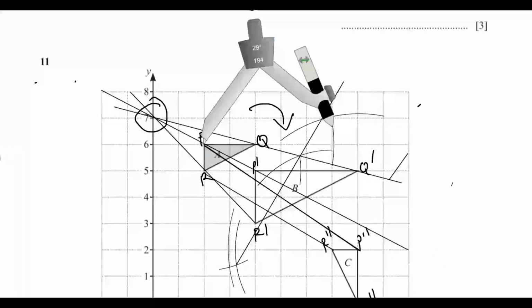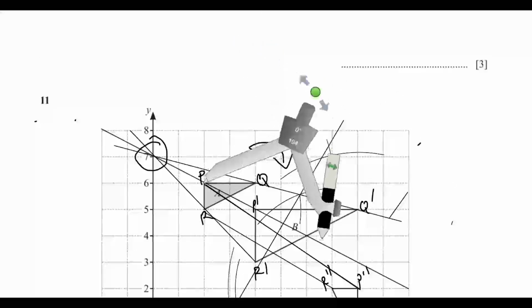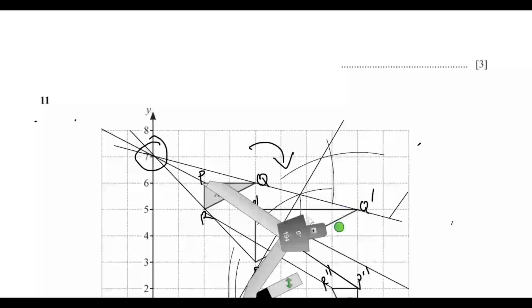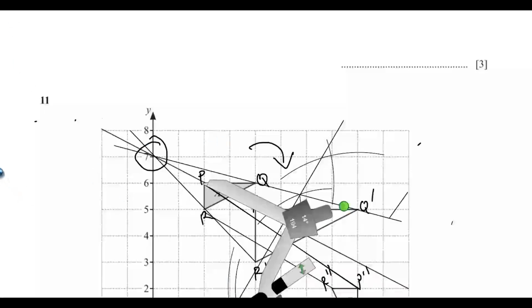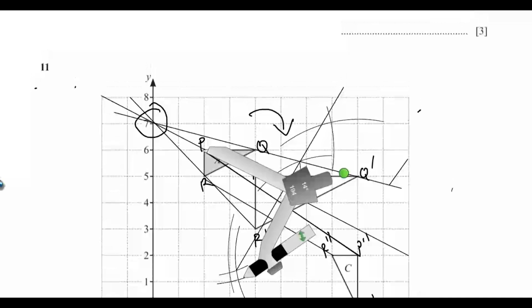Then scroll up again. So let's bring this down a little bit and draw an arc here. Now we have the intersection of the two arcs. So let's connect them together. We need to remove this.